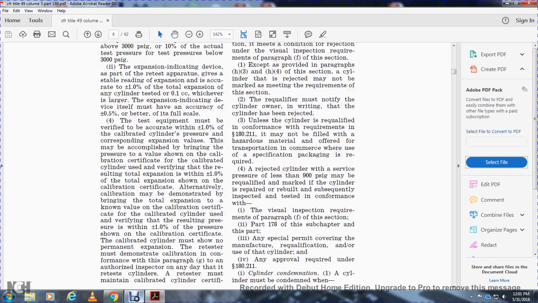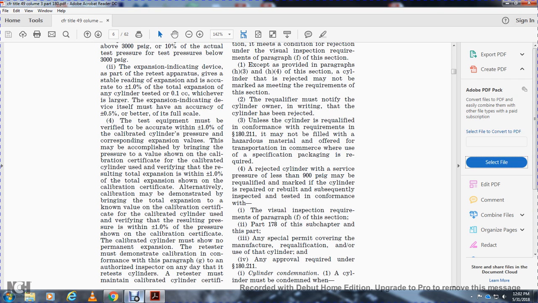The test equipment must be verified to an accuracy of 1% with the calibrated cylinder pressure for the corresponding expansion value. This must be accomplished by bringing the pressure to the value shown on the calibration certificate for the calibrated cylinder used, verifying that the result of the total expansion is within plus or minus 1% of the total expansion shown on the calibration certificate. Alternate calibration must be demonstrated by bringing the total expansion to the known value on the calibration certificate of the calibrated cylinder, to verify that the resulting pressure is within plus or minus 1% of the pressure shown on the calibration certificate.